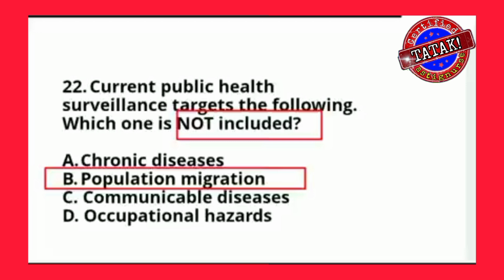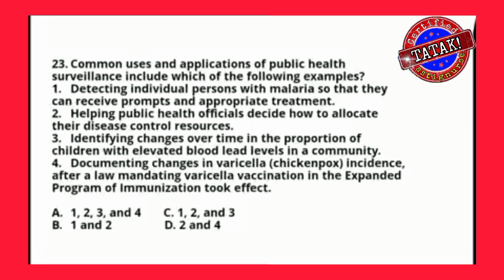The next, number 23. So, common uses and applications of public health surveillance include which of the following examples? So, number 1, detecting individual persons with malaria so that they can receive prompt and appropriate treatment. Number 2, helping public health officials decide how to allocate their disease control resources. Or number 3, identifying changes over time in the proportion of children with elevated blood lead levels in a community. Or number 4, documenting changes in varicella or chickenpox incidence after a law mandating varicella vaccination in the expanded program of immunization took effect.